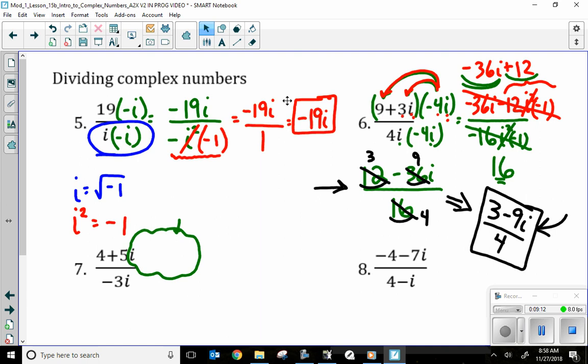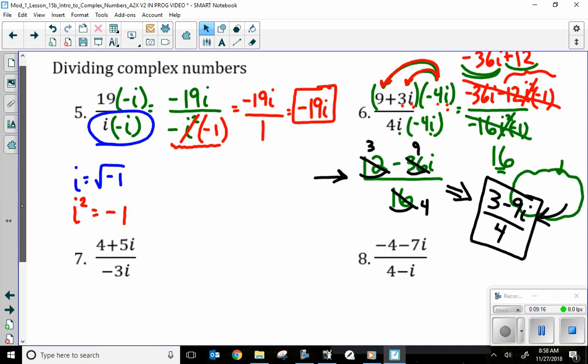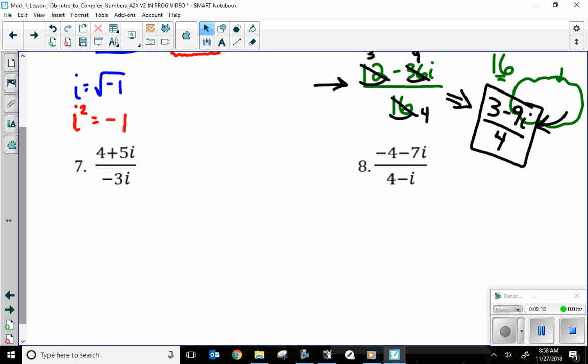All right, we're doing so good. Let's get rid of this. Bam! Number 7. Okay, now we're on to number 7. 4 plus 5i all over negative 3i. All right, our denominator, negative 3i. The conjugate to negative 3i is positive 3i. So I'm going to multiply the bottom times 3i.